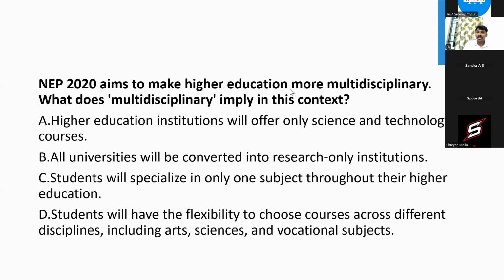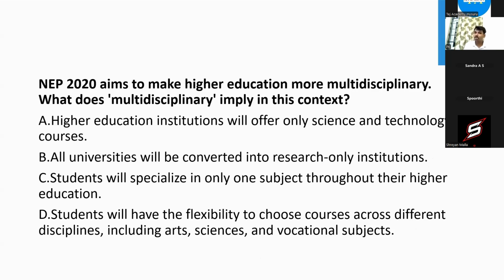NEP 2020, when it is talking about making higher education more multidisciplinary, they're talking about giving a flexible opportunity for students to choose courses across different disciplines, including art, science, and vocational subjects. As I was talking when I was taking the session on NEP 2020, a student can choose for 11th and 12th mathematics with music or any other subject. So there are a lot of multidisciplinary options that are supposed to be provided, and the government is already working on that. So all of you are correct.